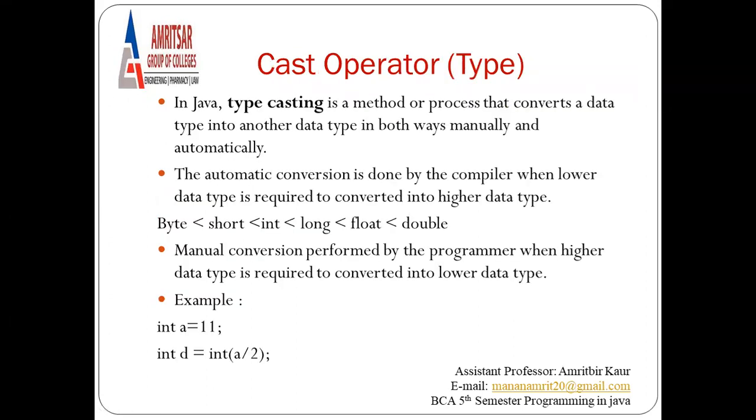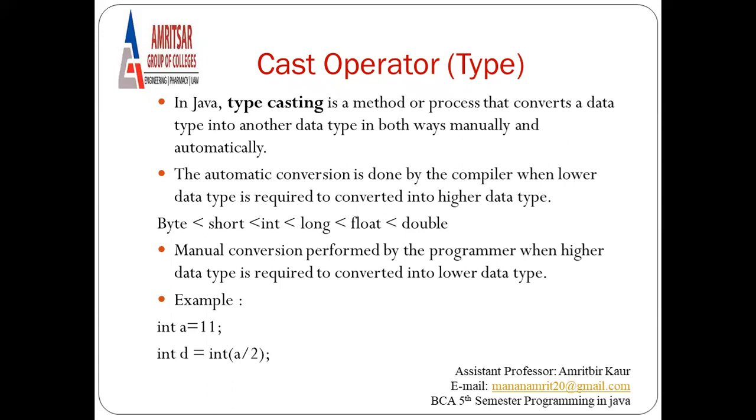Firstly, the cast operator. When we have a requirement to convert a data type, then we use type casting. It can be done manually and automatically. When we want to go from lower to higher, it is done by the compiler automatically. In the slide I gave you the order of data types, from lower to higher: byte is smallest and double is highest. Byte, short, int, long, float, double. When we want to convert a higher data type into a lower one, then we have to do it manually.